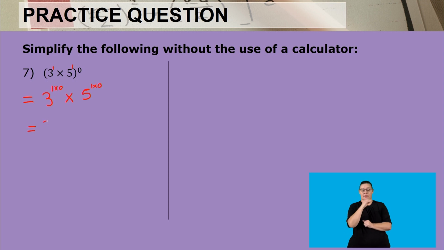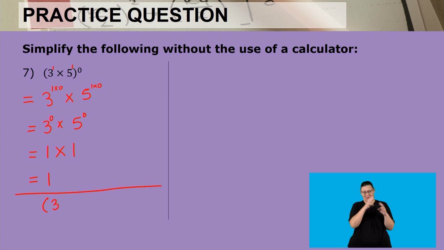Now that is going to be 3 exponent 0 multiplied by 5 exponent 0, because 1 multiplied by 0 is 0. Then any number raised to the exponent 0 is 1, so that means we are going to have 1 in the place of 3 exponent 0, and we're going to multiply again by 1 in the place of 5 exponent 0, and that is going to be 1, because 1 multiplied by 1 is 1. But of course, we could have just said that because that product is raised to the exponent 0, the answer is simply a 1. Let's look at our last practice question there.